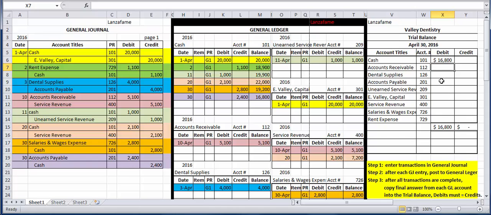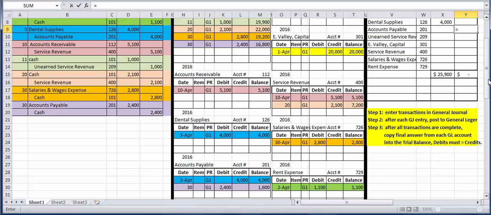Okay, accounts receivable, also an asset. Carries a debit balance, $5,100. The next one is dental supplies, also an asset. Carries a debit balance. Assets, along with drawing and expenses, always carry debit balances. Next one is accounts payable. Accounts payable is a liability, and liabilities carry a credit balance. Here it is, $1,600. We enter that into the account.